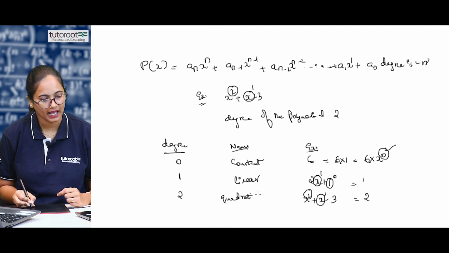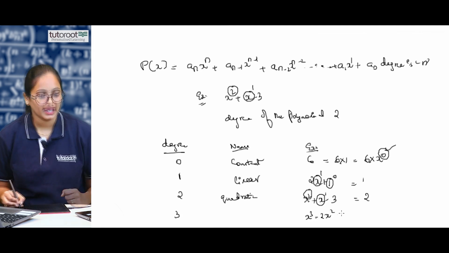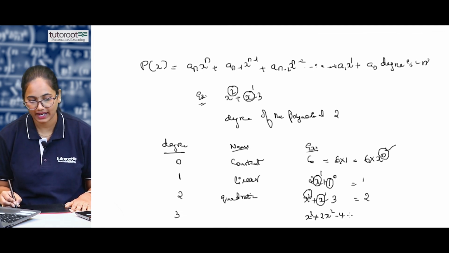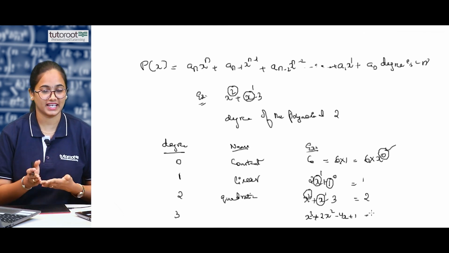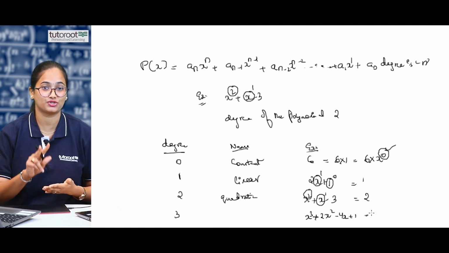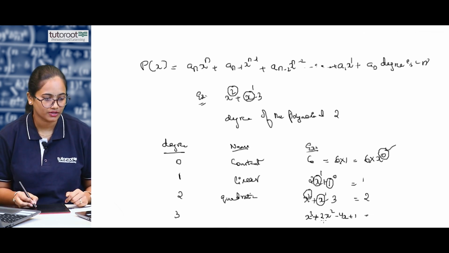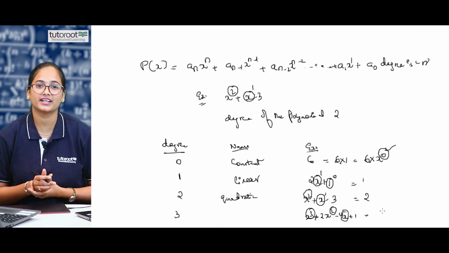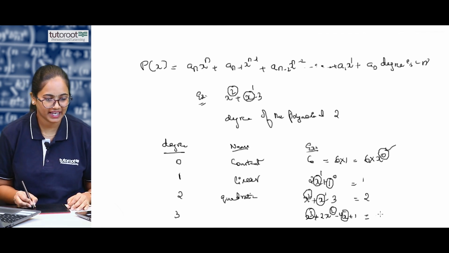Okay. And third, the degree is 3 because of x cube plus 2x square minus 4x plus 1. So if you observe here, the degree of x is 3, in the second term the degree of x is 2, in the third term the degree of x is 1, and for 1 it is 0. So 3, 2, 1 and 0. So what is the highest degree here? That's right, which is 3. So the degree is 3 here.